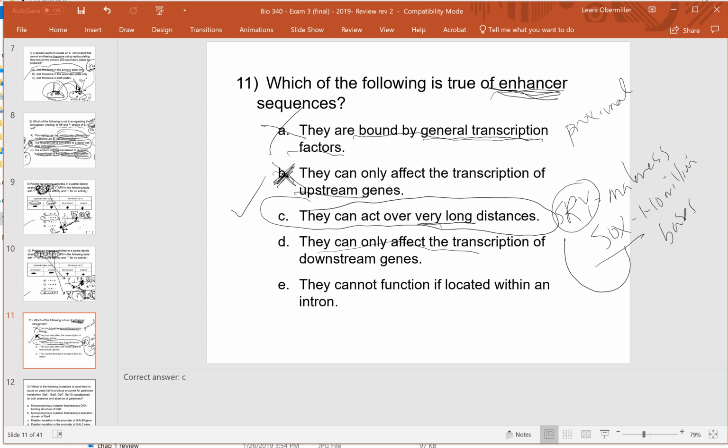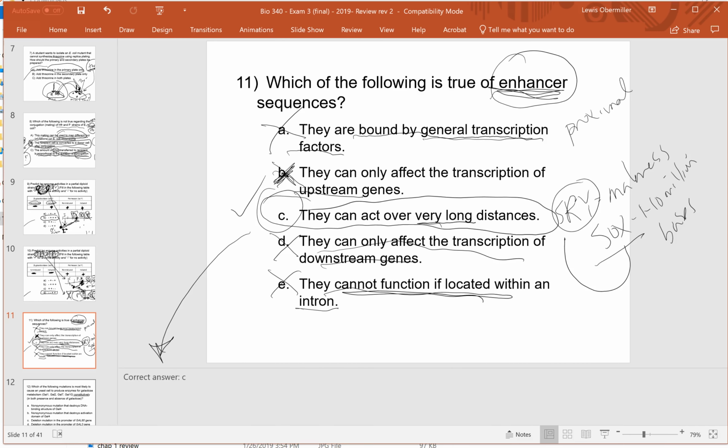They can only affect the transcription of downstream genes. No, like I said, it doesn't matter if it's upstream or downstream. Enhancers are independent of where they're located. They can be in an intron. That's true too. So this is an incorrect statement. So the correct answer is C. We'll talk about that tomorrow.